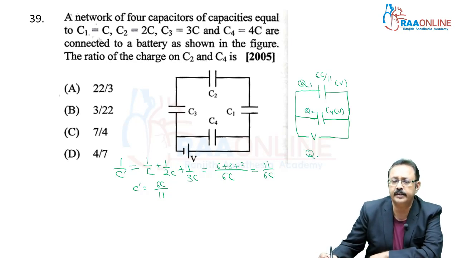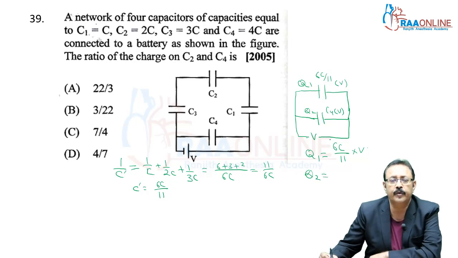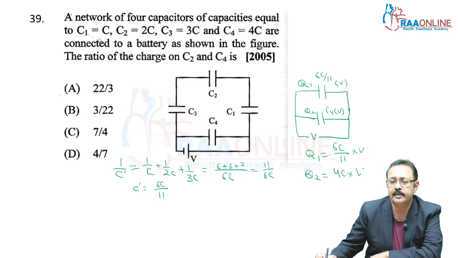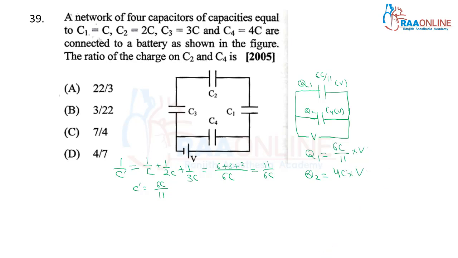Q is equal to VC. So what should be Q1? V is V and C is 6C by 11, so it is 6C by 11 into V. What is Q2? The capacity of C4 is 4C. The potential is the same. They want the ratio of the charges, so Q1 upon Q2 should be our answer.